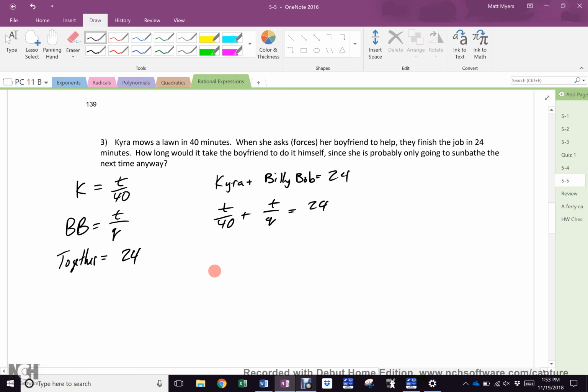Yeah. What's my common denominator? 40Q. What does this guy need? Q. What is T times Q? 40T. No, he's already got the 40. I need the Q. What is T times Q? TQ.